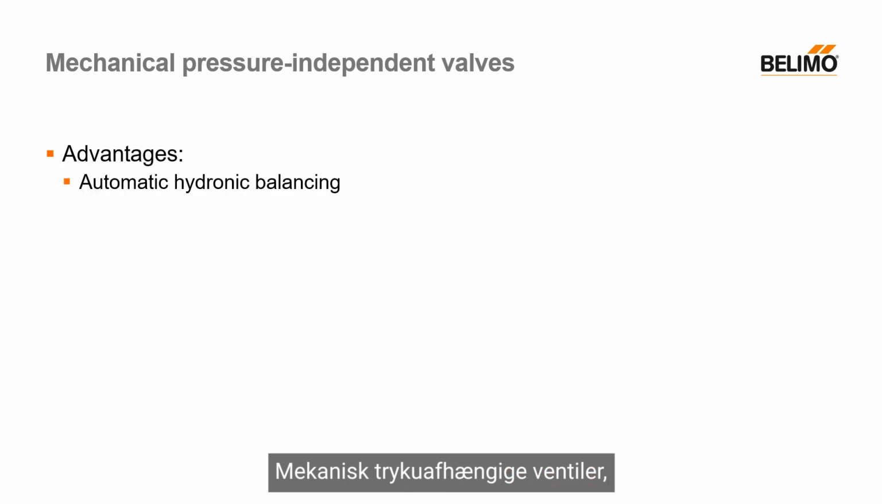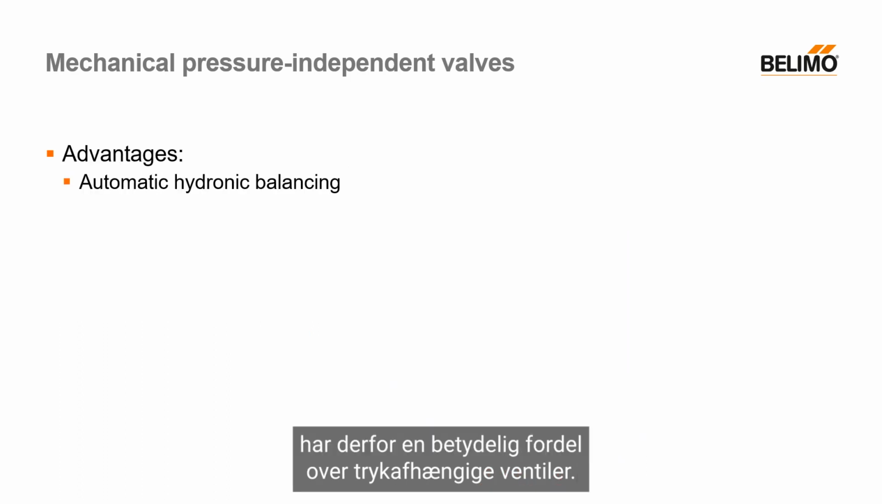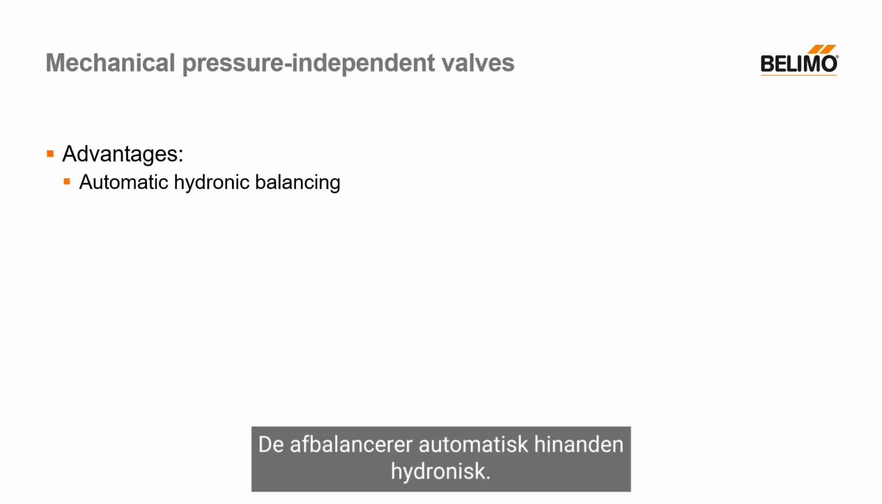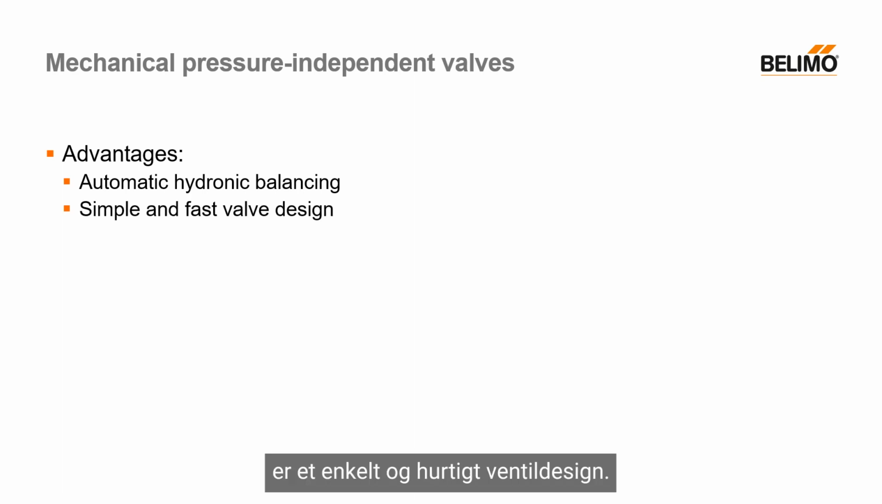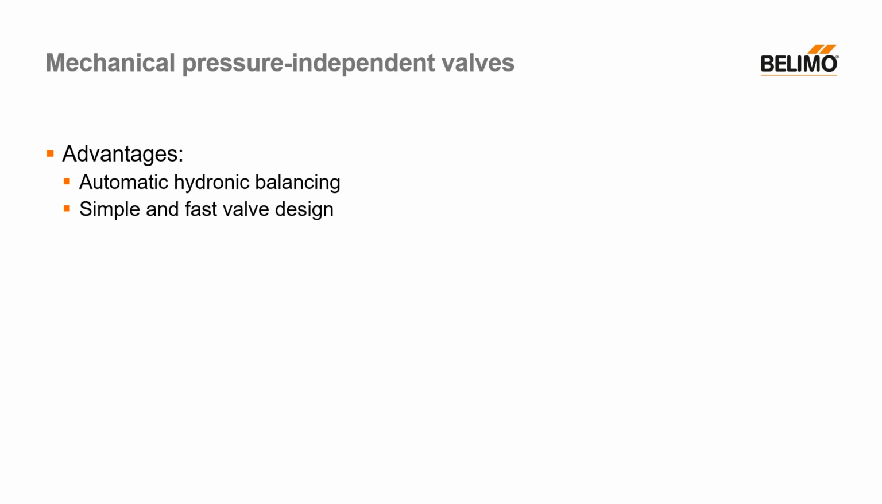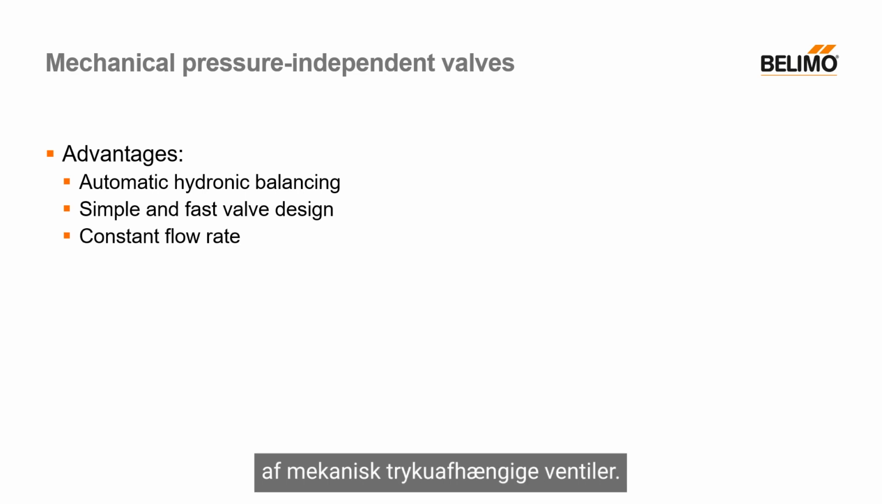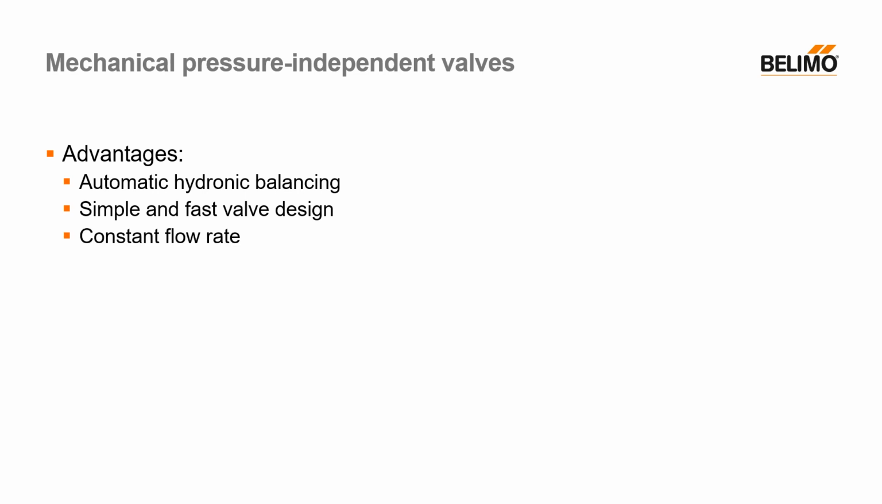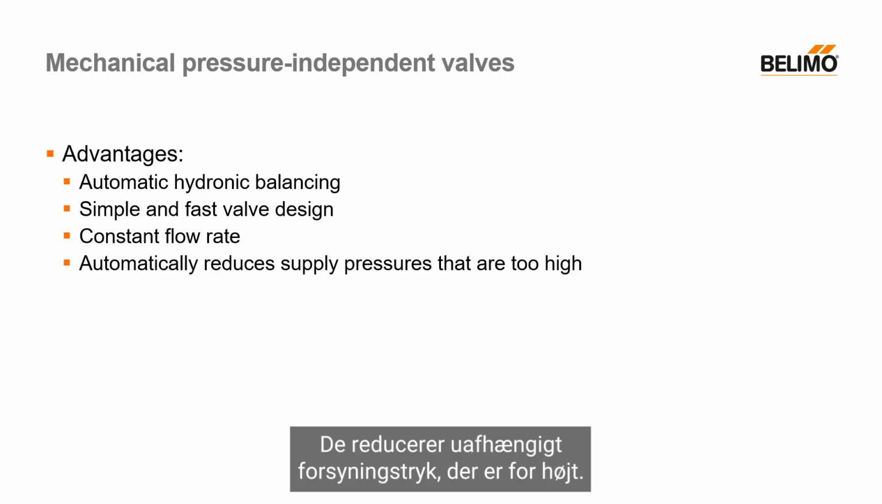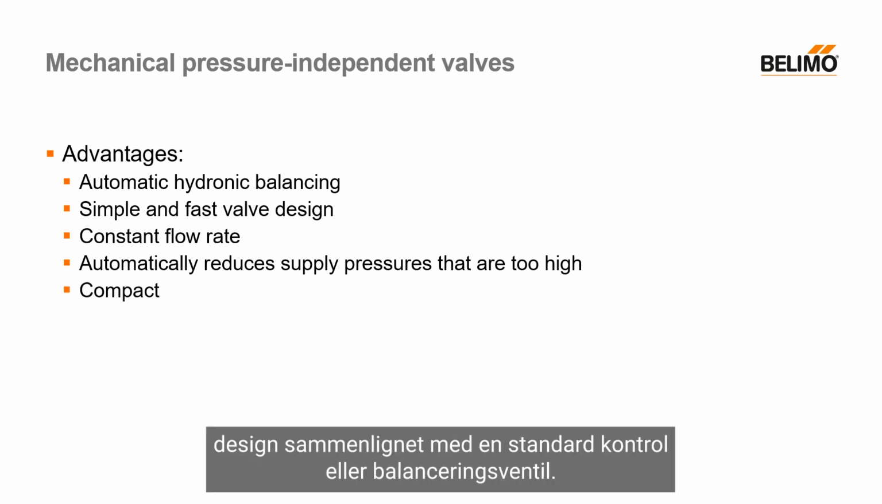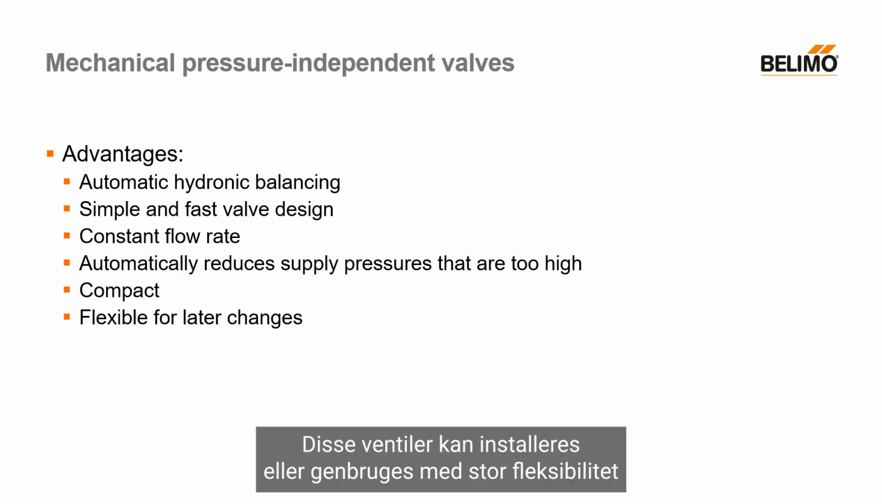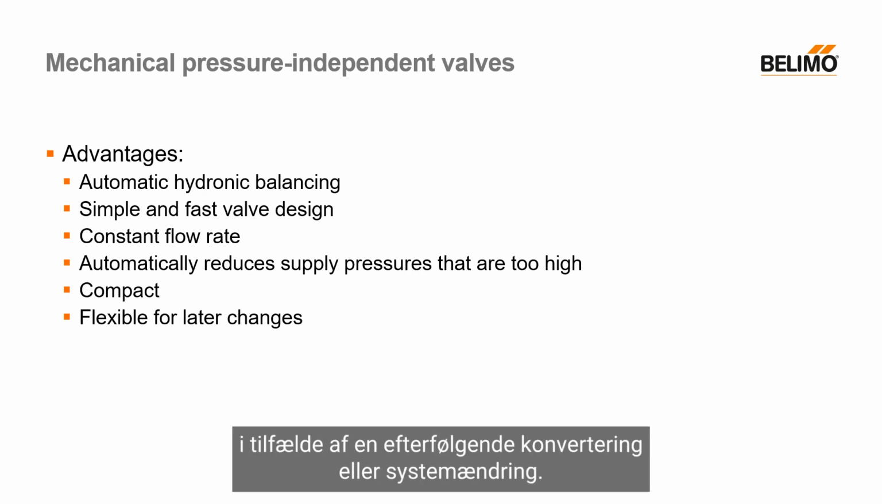Mechanical pressure-independent valves, therefore, have a significant advantage over pressure-dependent valves. They automatically balance each other hydronically. Additional advantages are a simple and fast valve design. Another advantage is the constant flow of mechanical pressure-independent valves. They independently reduce supply pressures that are too high. They are very compact and have a significantly shorter design compared to a standard control or balancing valve. These valves can be installed or reused with great flexibility in the event of a subsequent conversion or system change.